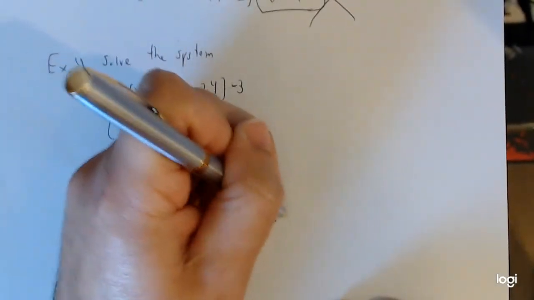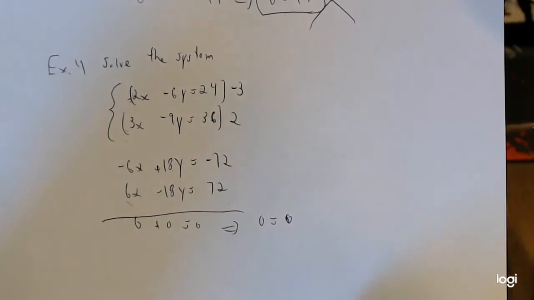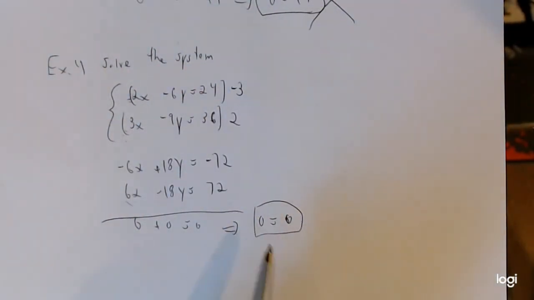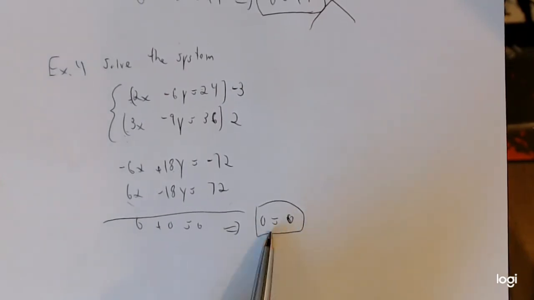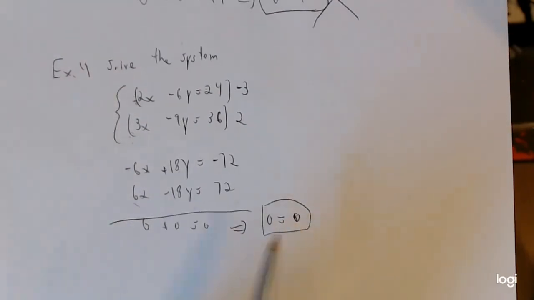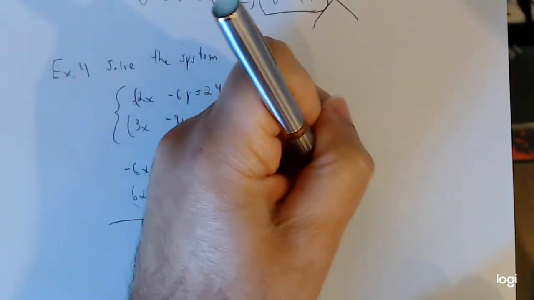I get 0 equals 0, which if you compare this to the previous example, I'm getting something that's absolutely true. But notice how when you get a number equals the same number in this case, what is this saying? This is suggesting that we have what? We have infinitely many solutions, which is dependent.